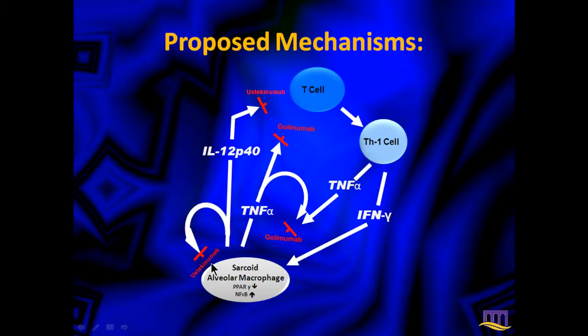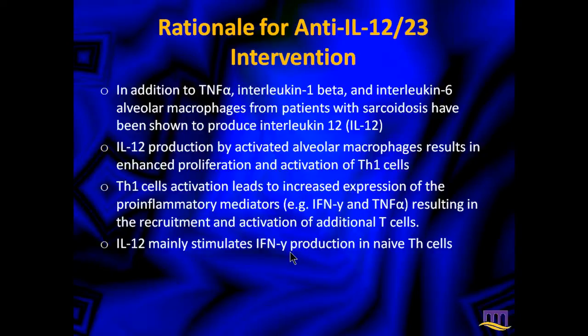Golimumab, therefore, will bind to TNF, blocking the effect of TNF-alpha from the T cell and the macrophage signaling to the T cell, and therefore blocking this expansion and persistence of the granulomatous reaction. In addition, with IL-12 and 23 causing the P40, these patients have TNF-alpha, IL-1 beta, IL-6, so these will produce IL-12, and that's why IL-12 will be important to block.